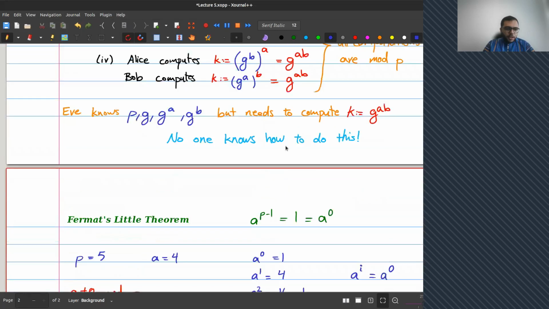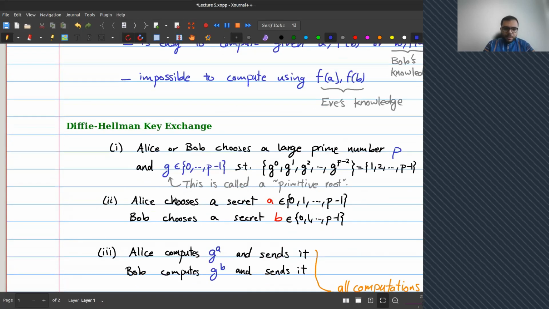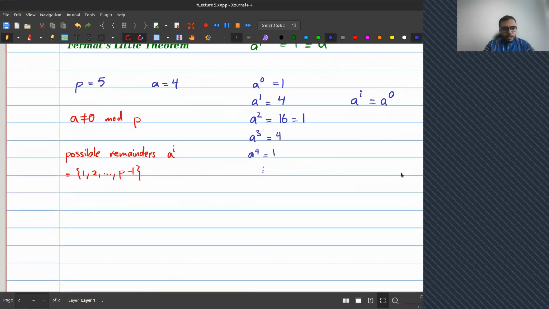So the whole point of looking at a primitive root like this is that I want to have all the possible messages. I want to be able to send many different messages here. So for example, in case of p equal to 5, 4 is not a primitive root, but let's see. Let's say I have p is 5, and let's say instead of 4, I choose 3. I hope 3 is a primitive root. So let's see what happens.